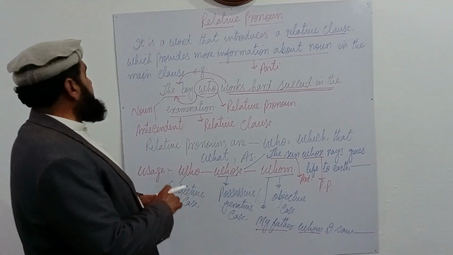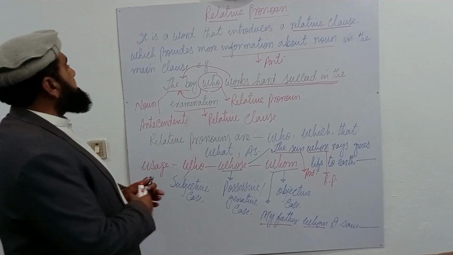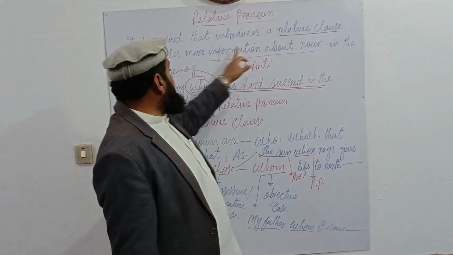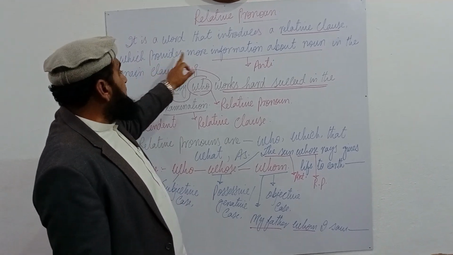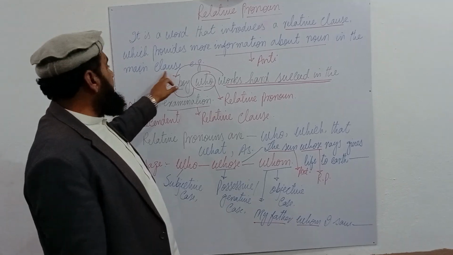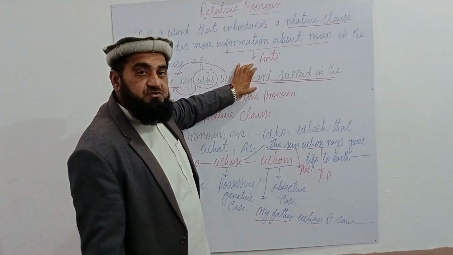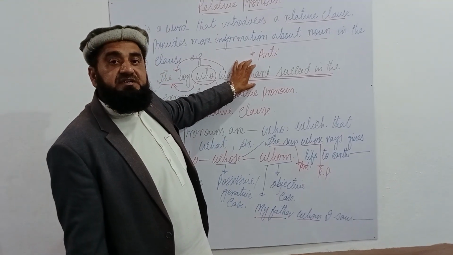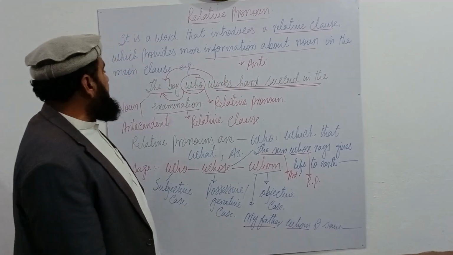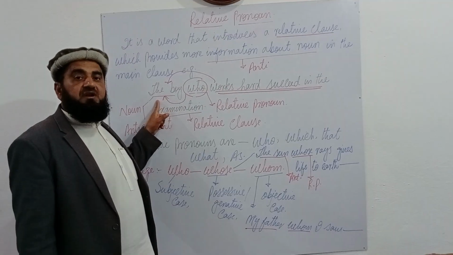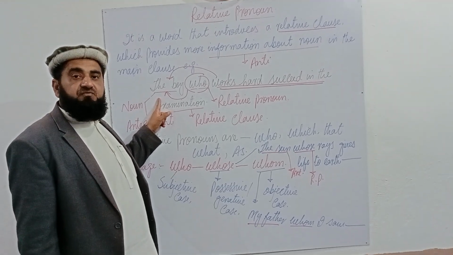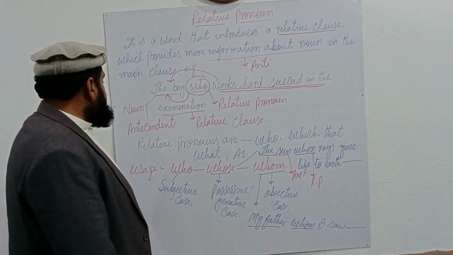So according to the definition, it is a word that introduces a relative clause which provides more information about a noun in the main clause. So that is the main clause, and that is the relative clause, and it gives information to the noun which performs the function of an antecedent.